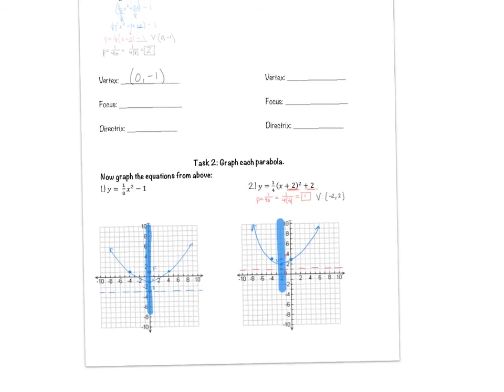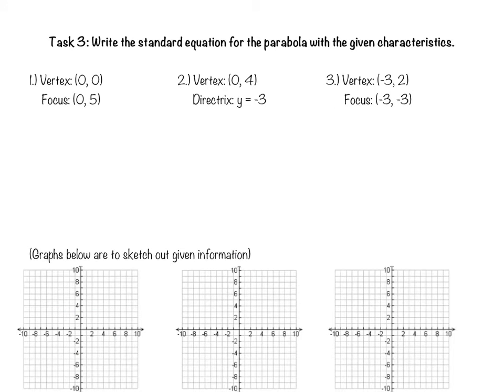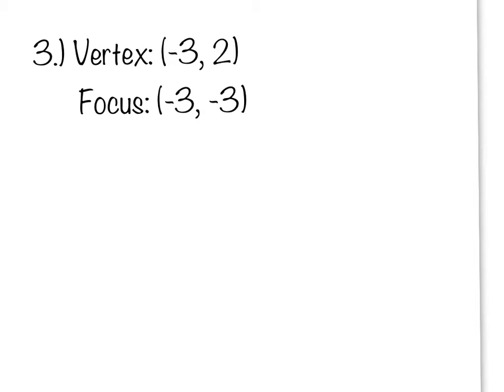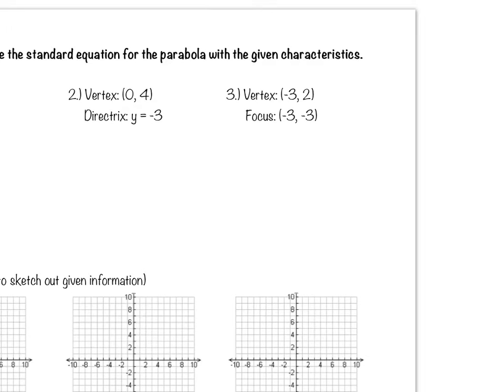Now let's talk about how we go backwards. If we're given the vertex, given the focus, or given the directrix, how can we find the equation? So for that, we're going to flip over to the second page. If we look at the second page, let's take, for example, number 3. We're given the vertex and the focus, and so it might be easier actually to plot them on a graph.